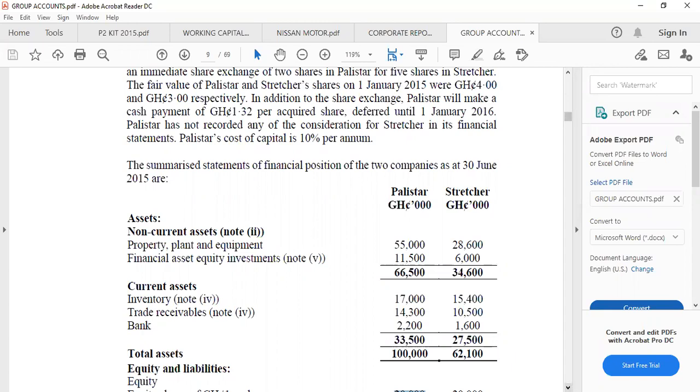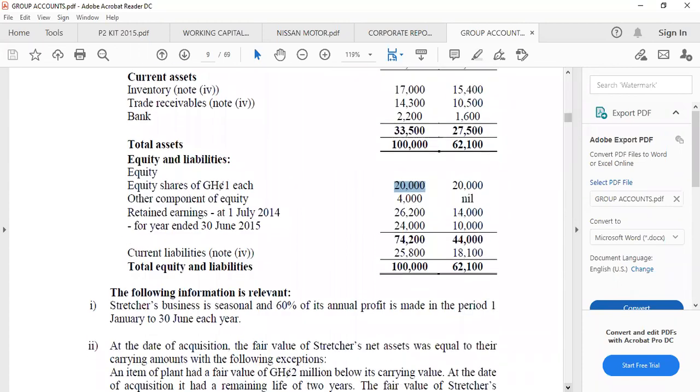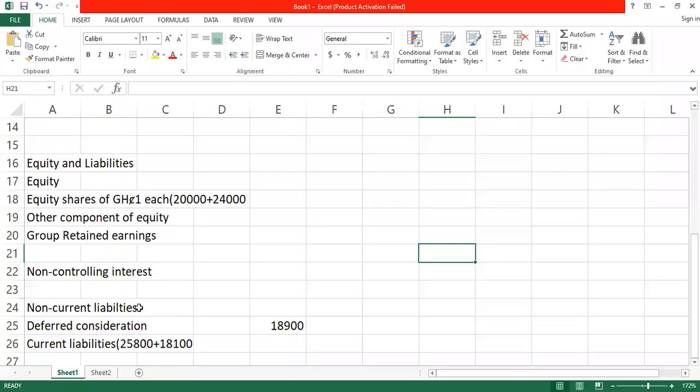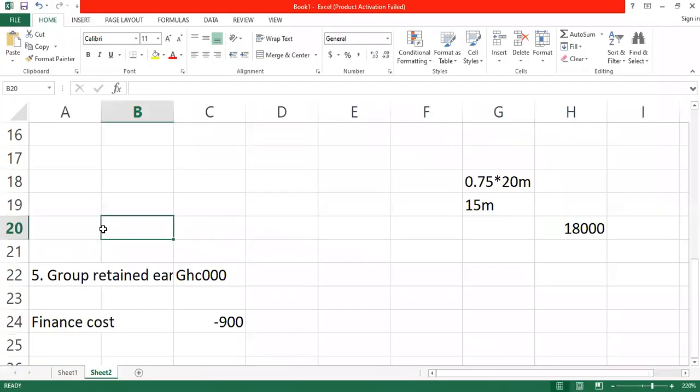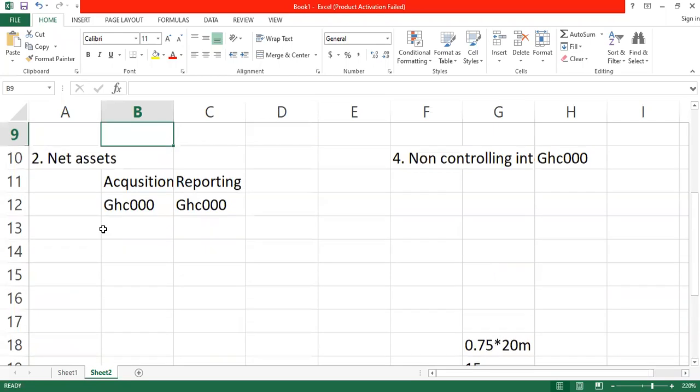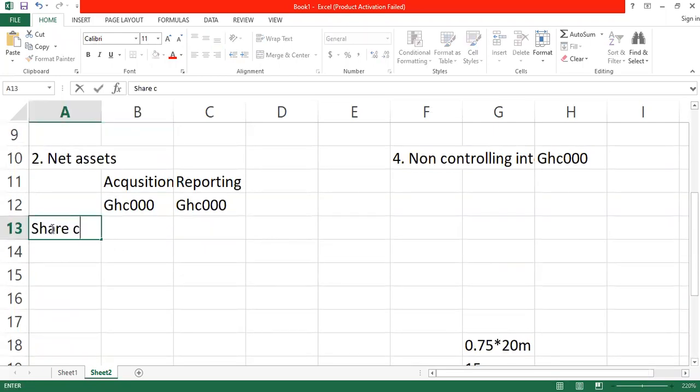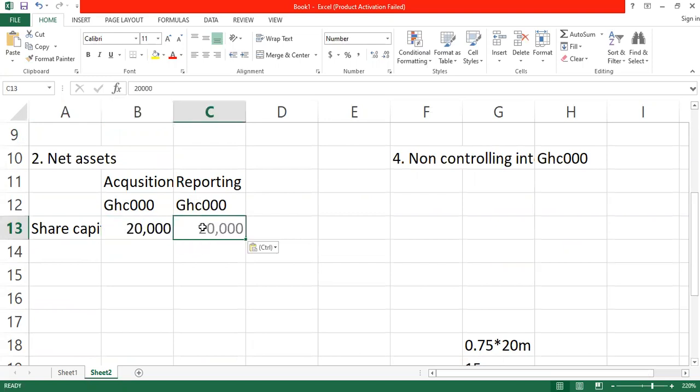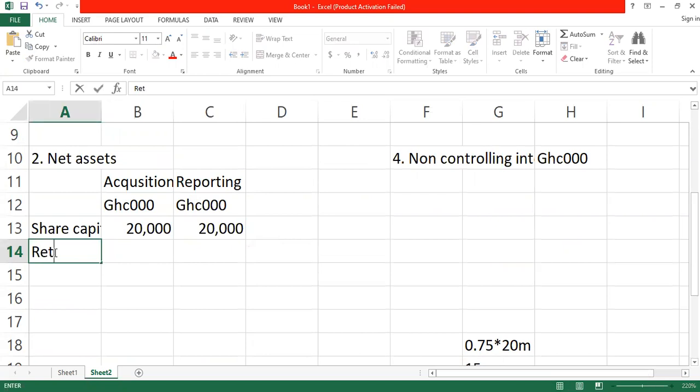Let's move on to the additional information. But before that, let's go to the net assets. The net asset, we take the equity capital of the subsidiary. Then we have the share capital here, or the equity shares. The assumption is that there is no additional issue of shares during the year. So at reporting it will be the same as at acquisition, isn't it? The next one is what?